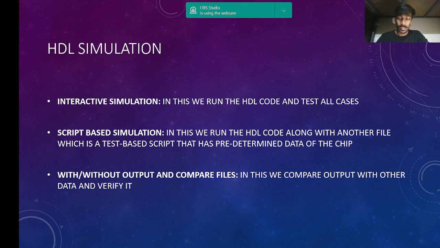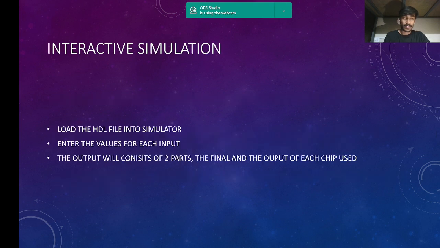Now, what is an HDL simulation? This is the simulation where we're going to run the XOR gate and many other gates. It has three types: interactive simulation, script-based simulation, and simulation with or without output and compare files. In the interactive simulation, we run the HDL code and test all the cases. In the script-based simulation, we run the HDL code along with another file, which is a test-based script, so we'll be running two files at the same time. That is the code, and that is another test-based code.